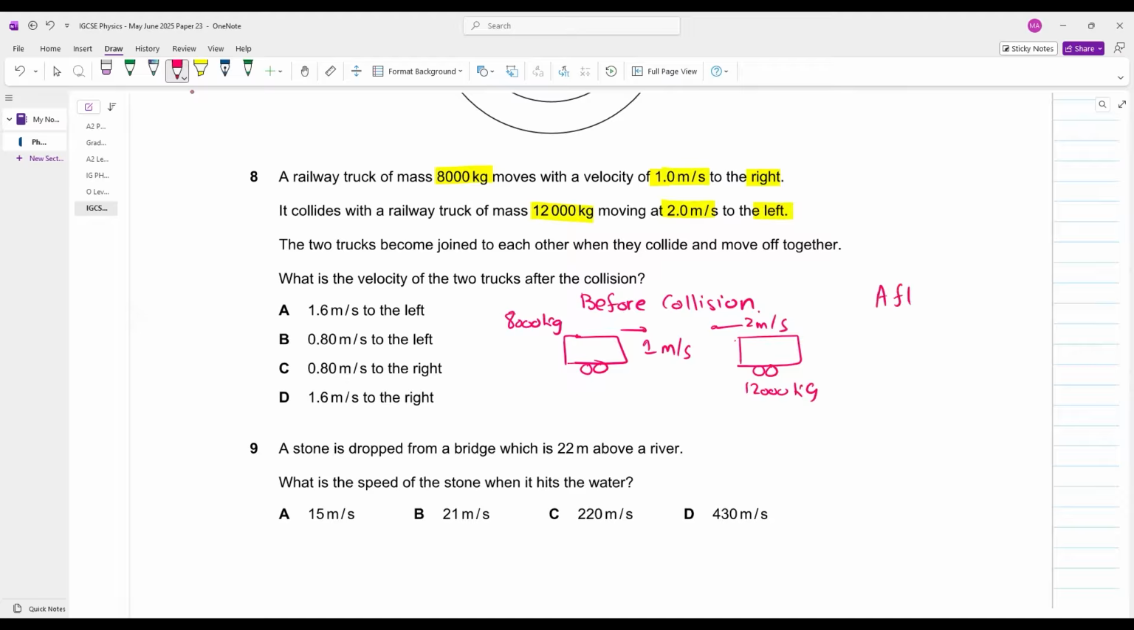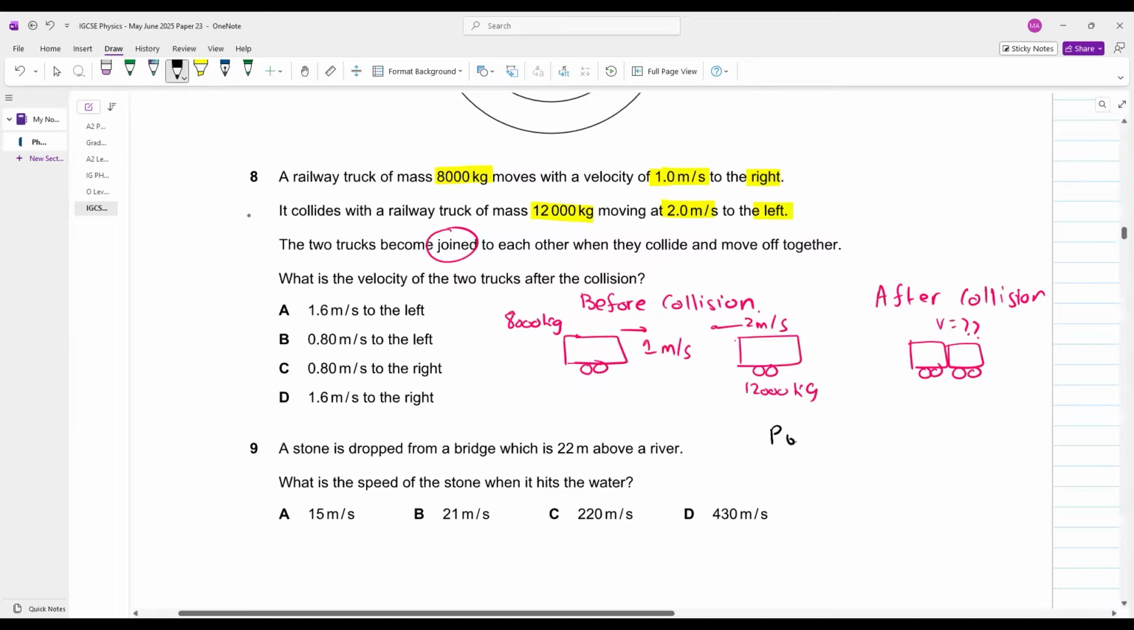After collision क्या हो रहा है बेटा? What is happening after collision? After collision, both the trucks join together and they move off together. So both the trucks are joined together like this. You have to calculate the velocity after collision. क्या करेंगे बेटा? You will say momentum before collision is equal to the total momentum after collision. You can say that the vectors towards the right are positive, the vectors towards the left are negative.